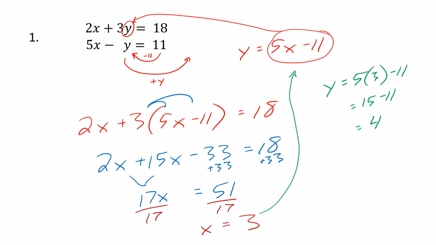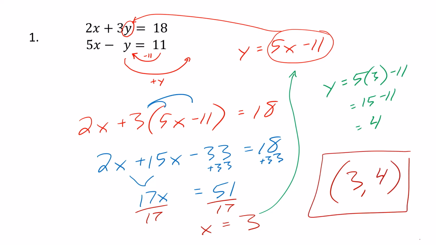So with this one, to box up our final answer, since it is an ordered pair, I'm going to go ahead and just make sure that I write it in that correct format. So this should come back 3, 4.